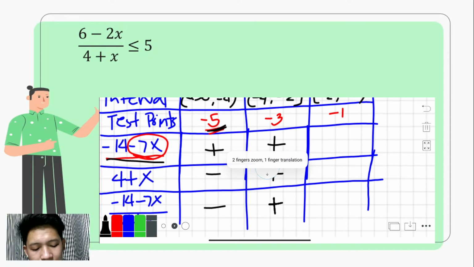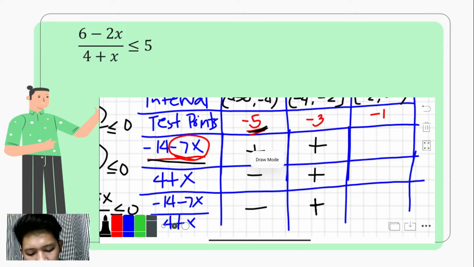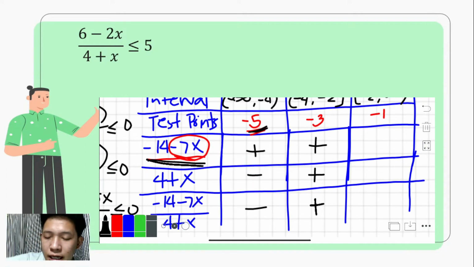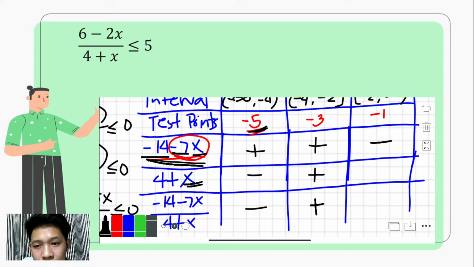Next is that we have negative 1. If we substitute negative 1 to negative 14 minus 7x, that's negative 7x times negative 1, that's positive 7. And then positive 7 plus negative 14, that's negative 7. Hence, it's negative. Okay, next is that we have 4 plus x. So, substitute natin si negative 1 dito. We have 4 plus negative 1, that's positive 3. Hence, it's positive. And then the last one is negative times positive, that's negative.